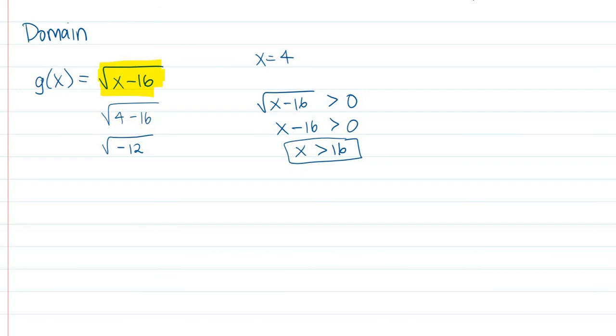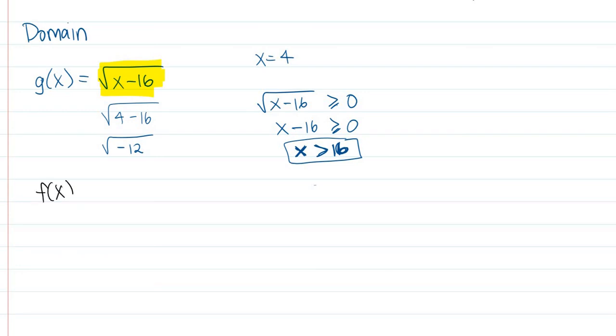What that means is our domain is now only going to be values where x is greater than or equal to, because it can be 0, greater than or equal to 16. So by using the function and noting what sort of operations are happening in the function, we're able to figure out that our domain is going to be only those values that will define the function. All right, let's look at another example.